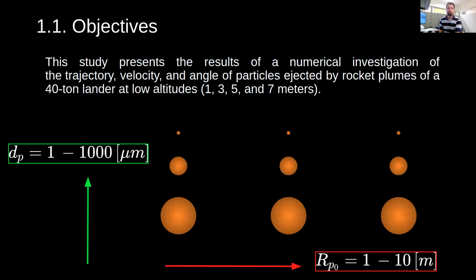The main goal of this study was to investigate numerically particle trajectories under the influence of a 40-ton lander at different altitudes. The particle sizes ranged from 1 micrometer to 1 centimeter. The initial radial position of the particles ranged from 1 to 10 meters from the center line of the rocket jet.